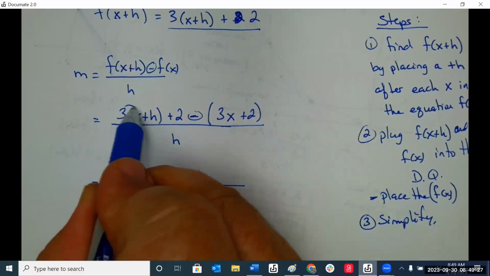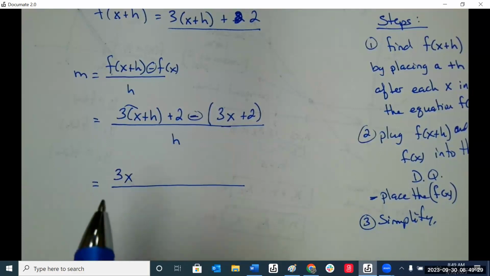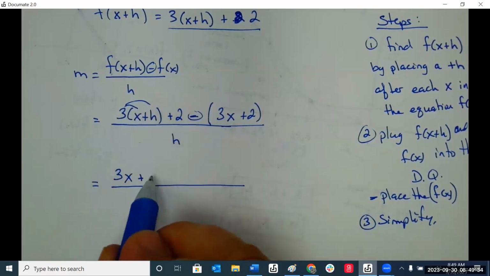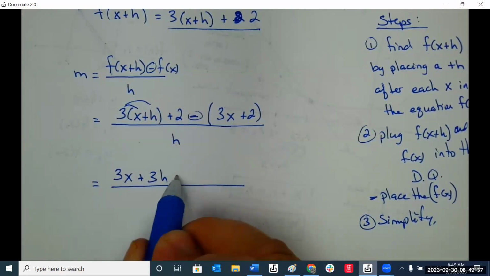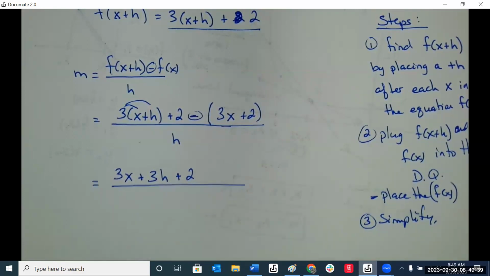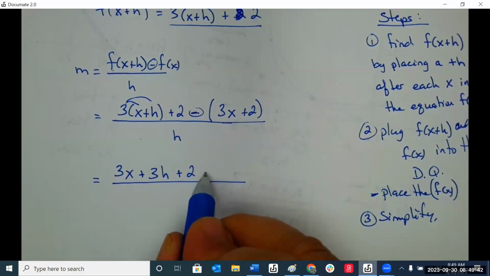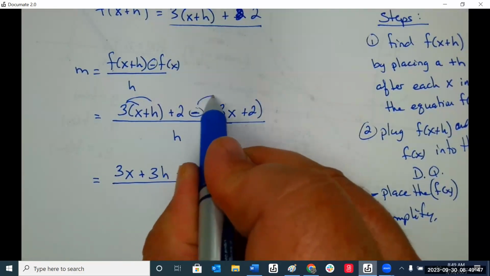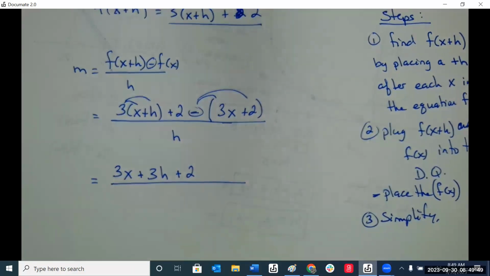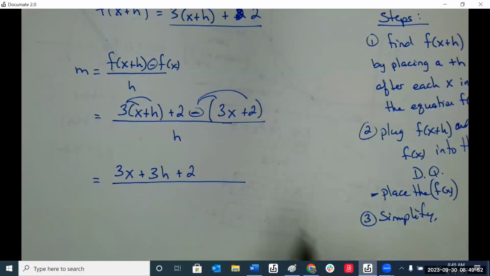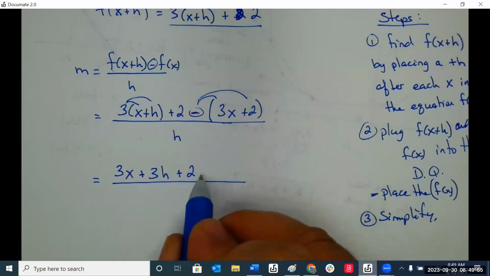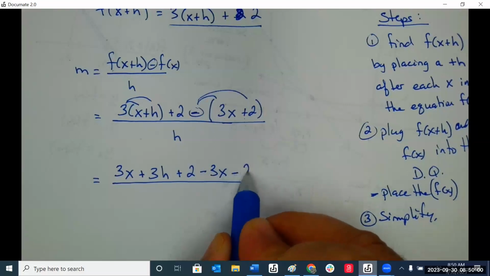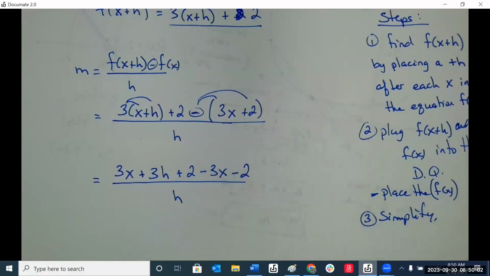So get rid of the parentheses. 3 times x is 3x. Positive times positive is a positive. 3 times h is 3h, plus 2. This minus sign changes everybody's sign inside the second equation. So that positive 3x becomes a negative 3x. That positive 2 becomes a negative 2, over h.